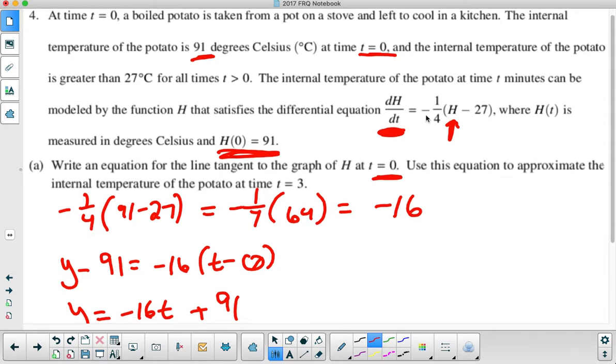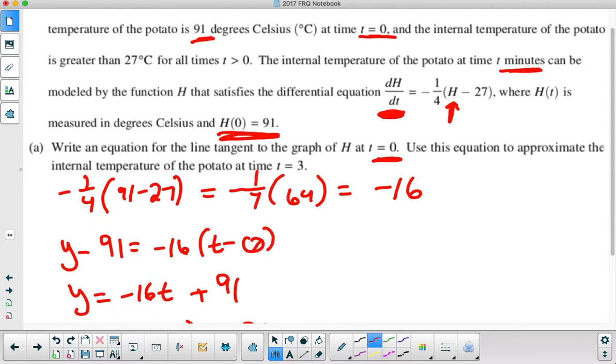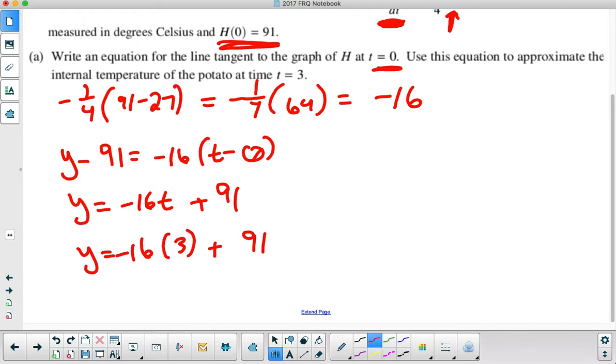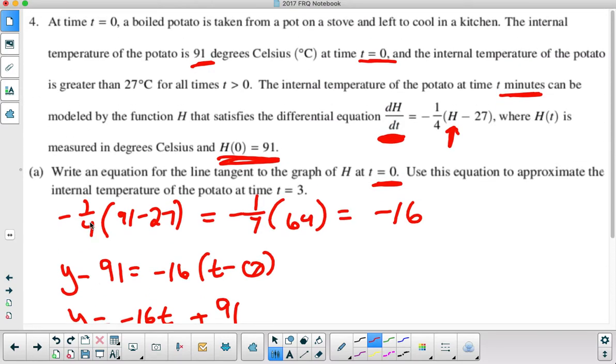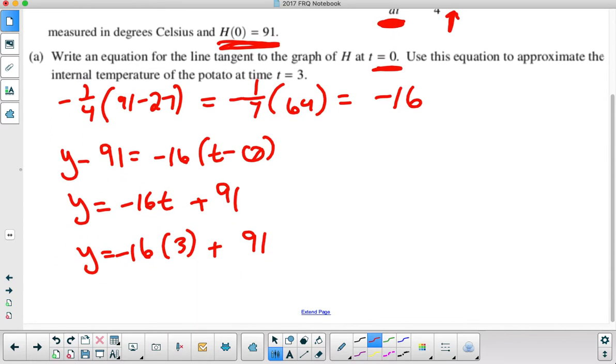I don't know. Minutes. There it is. 3 minutes. After 3 minutes, how warm is this potato? Okay, it starts at 91 degrees Celsius, and it says in the problem that it will always be greater than 27 degrees Celsius. All right, so just keep that in mind. If you get a number less than 27 or greater than 91, you probably made a mistake somewhere, because it starts at 91 and then it starts cooling down to 27 degrees.